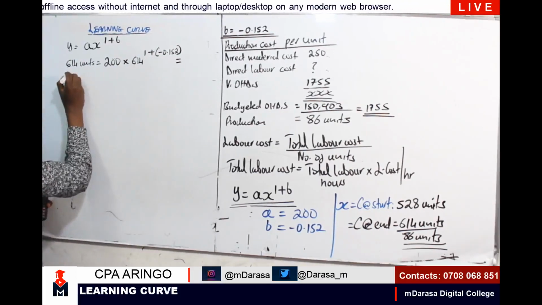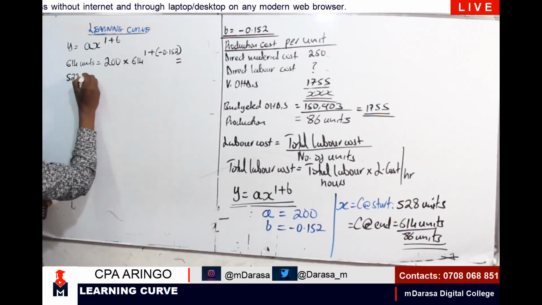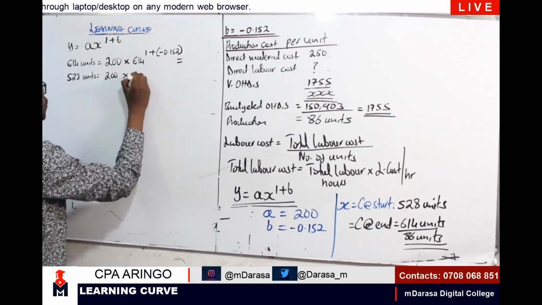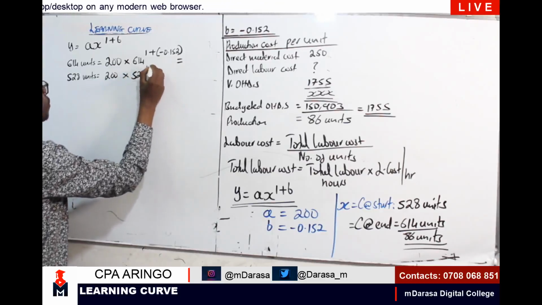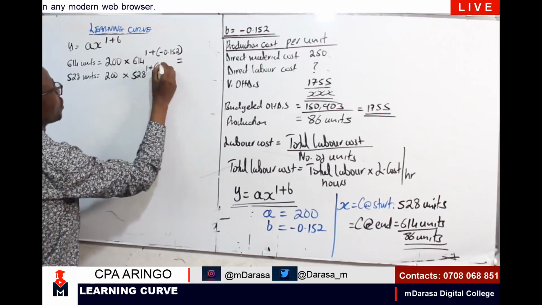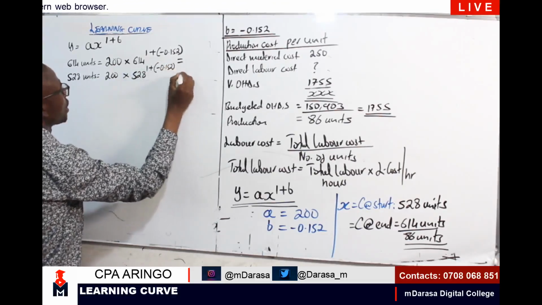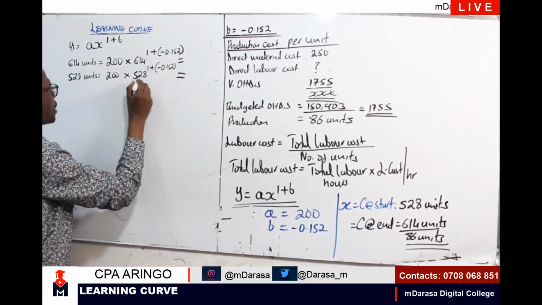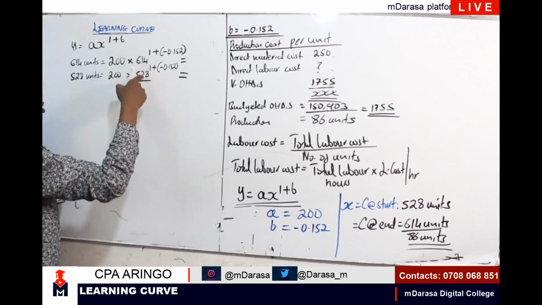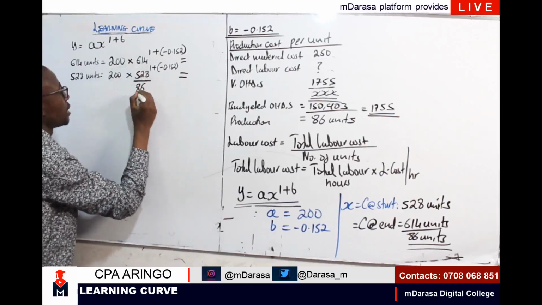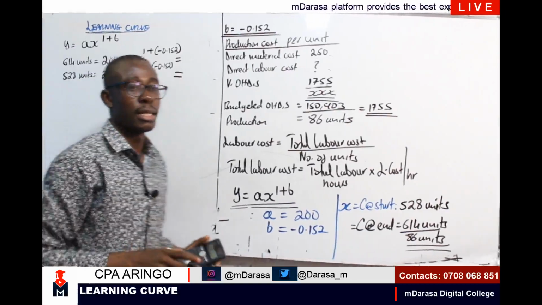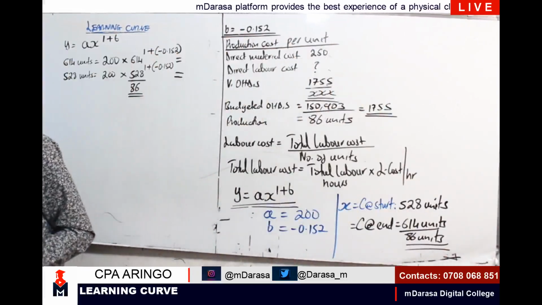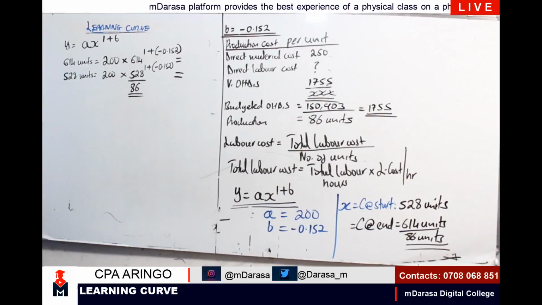I compare with the production of 528 units, where in this case A will not change. We multiply by 528, 1 plus, in this case, negative 0.152, which would give us our total time there. So at this point you can agree that any time I am talking of this, we are talking of 614 minus 528, which should give us the 86 units that we are looking at. So therefore, having that case, I know it is easy now for us to work it out.